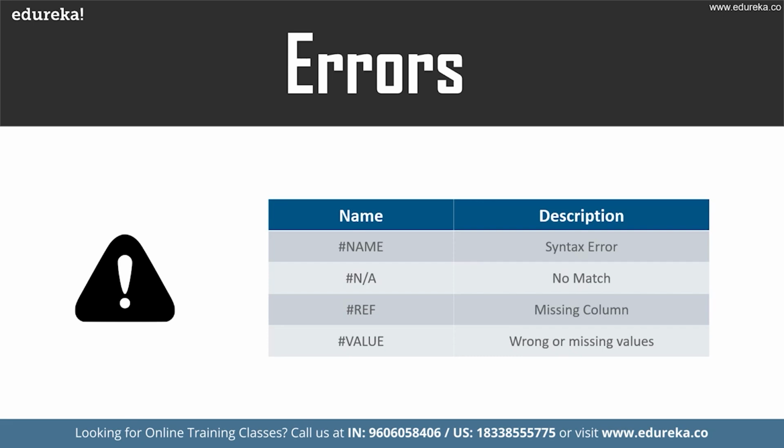Name error basically is to inform you that you've made some mistake in the syntax. Not available error is returned in case no match is found for a given lookup value. The reference error is encountered when you give a reference to a column that is not available in the table. And the value error is encountered when you place wrong values to the parameters or miss some compulsory parameters. Okay, so now let's get back to Excel and take a deep look at each of these.